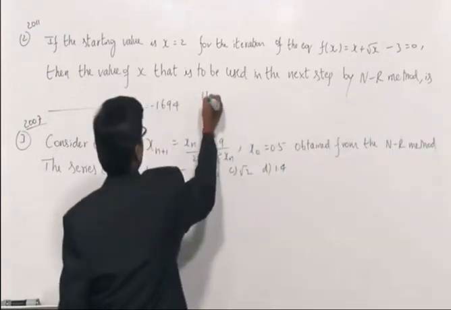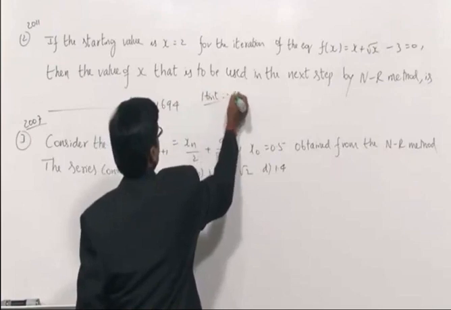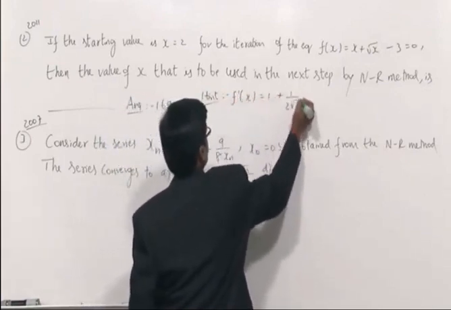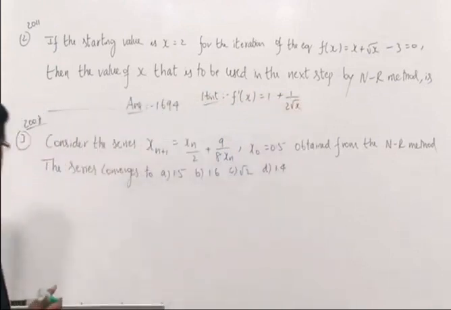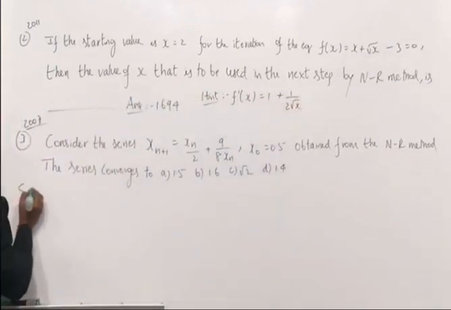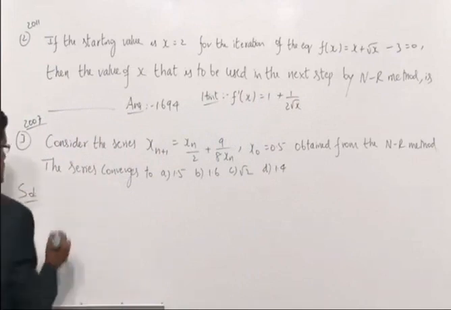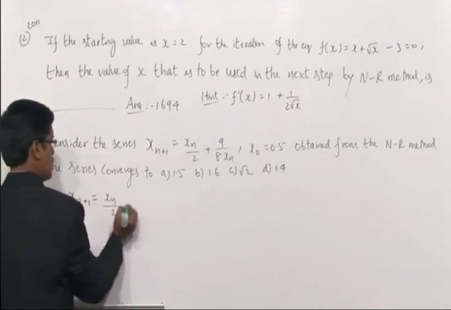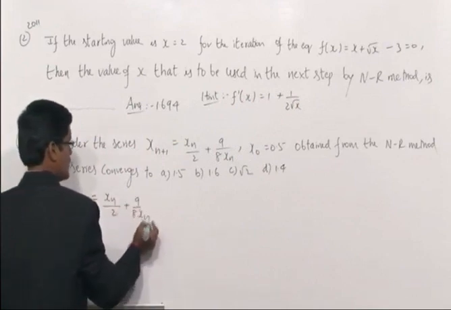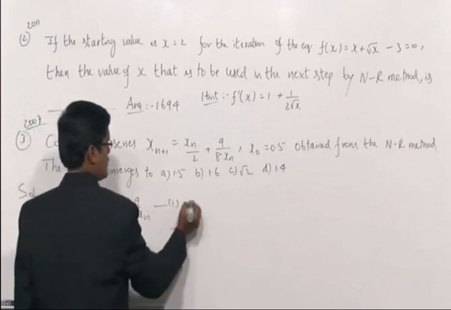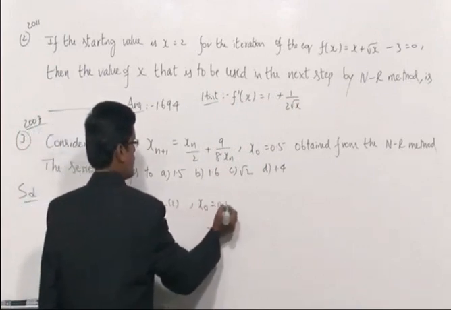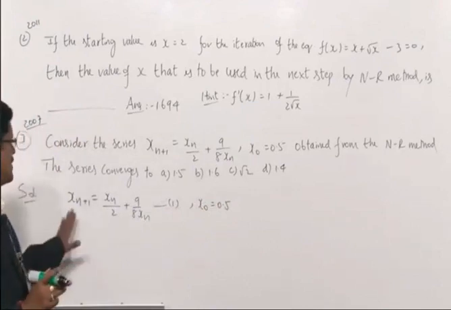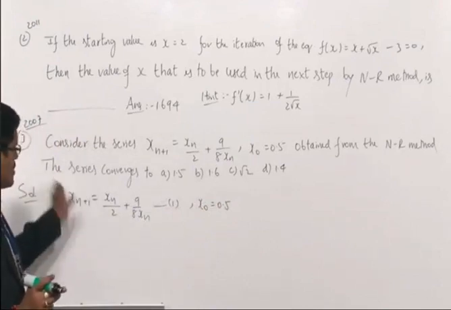So in this I am giving a hint: f dash x is equal to x derivative 1, root x derivative 1 by 2 root x, constant derivative 0. Then you calculate. Now I am going to do this problem. Xn plus 1 is xn by 2 plus 9 by 8xn, say equation 1, x0 is 0.5. Initial value is given, the starting approximate root of the equation, and this is some iteration formula using the NR method.